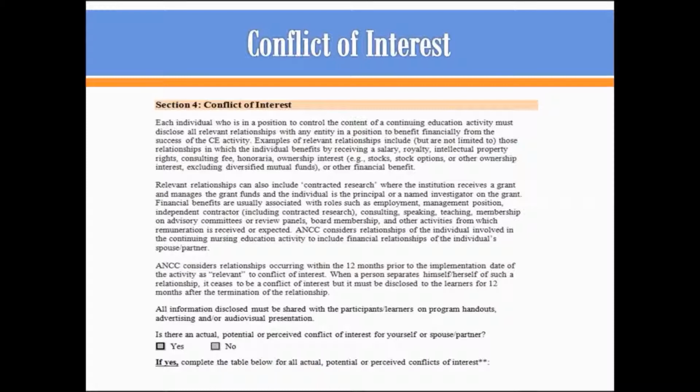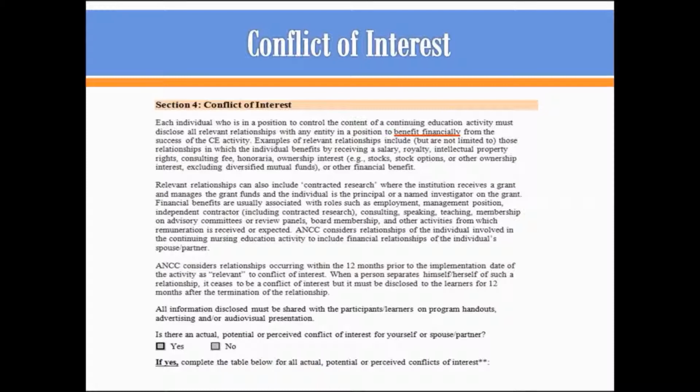On the conflict of interest form, there's a very good definition and explanation of conflict of interest, and it's in our interest today to just go over the first paragraph of that. Each individual who is in a position to control the content of a continuing education activity must disclose all relevant relationships with any entity in a position to benefit financially, and that's the key piece. There's a financial benefit there from the success of the educational activity.